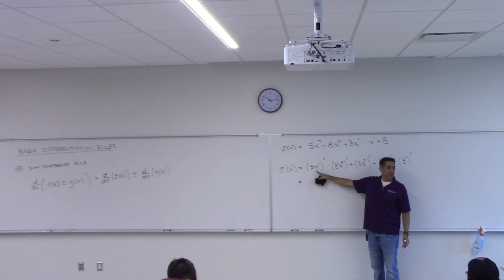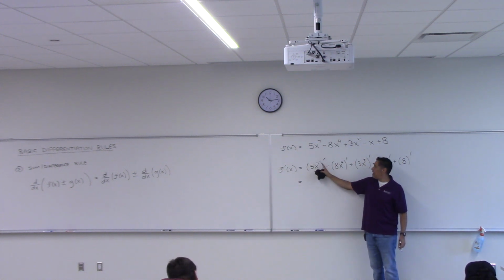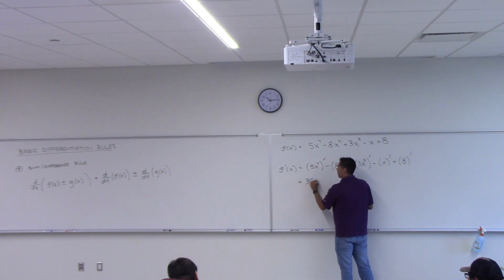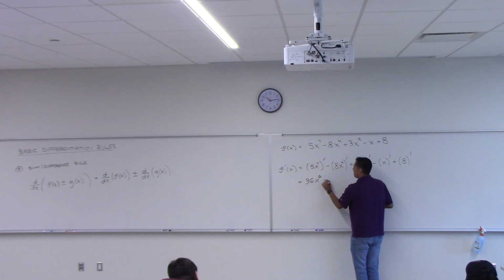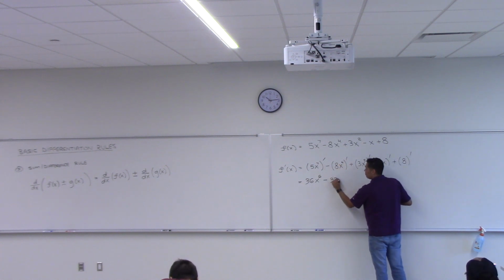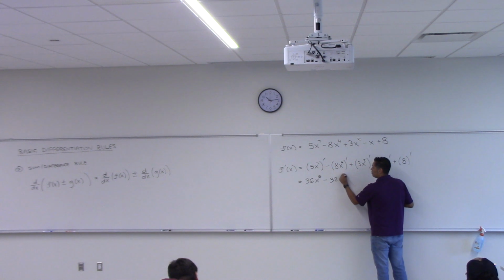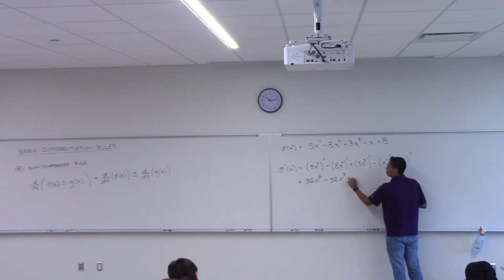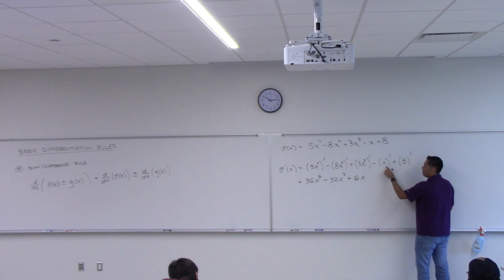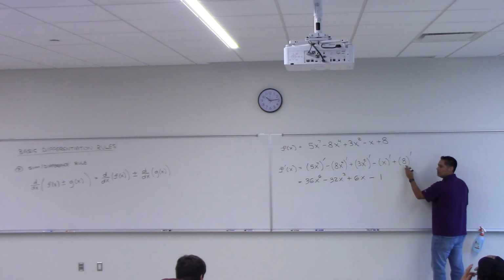35x to the 6th power. So the 7 comes out, and the 5 comes along for the ride because it's attached to the function. So 7 comes out, hits that, and I get 35x to the 6th. Okay, minus, here the 4 comes out, hits the 8, 32x cubed. Plus 6x to the 1 minus 1, plus 0.